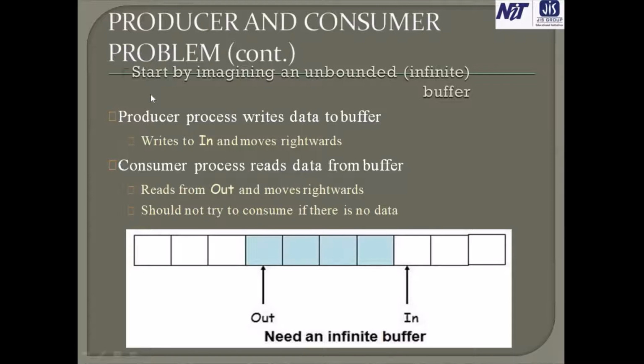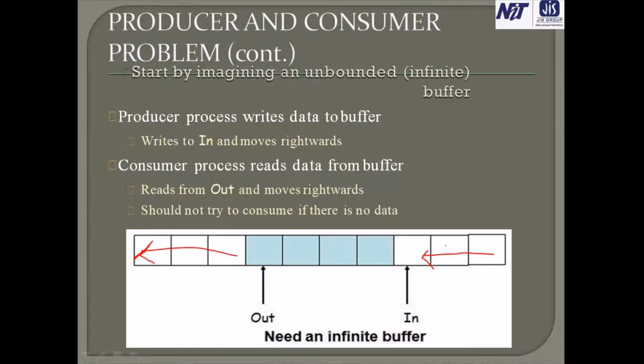The producer writes data into the buffer, so it will write in and move rightward. The consumer reads out the data and moves rightward, and should not try to consume if there is no data. If a producer wants to produce one by one, it can produce data, but when the buffer is full, the producer can't put any value into the buffer.